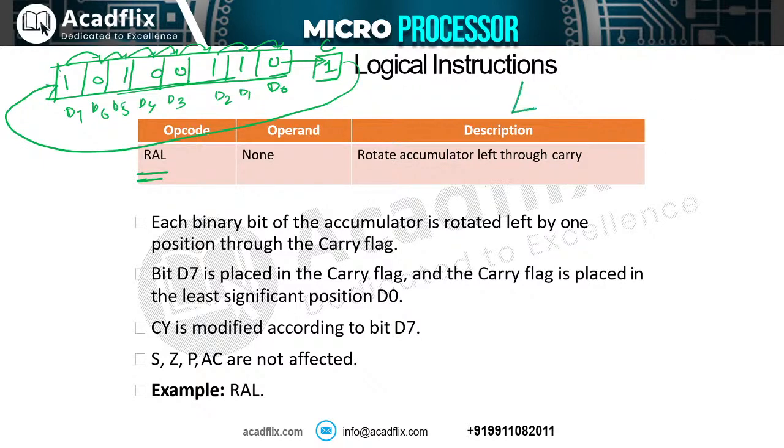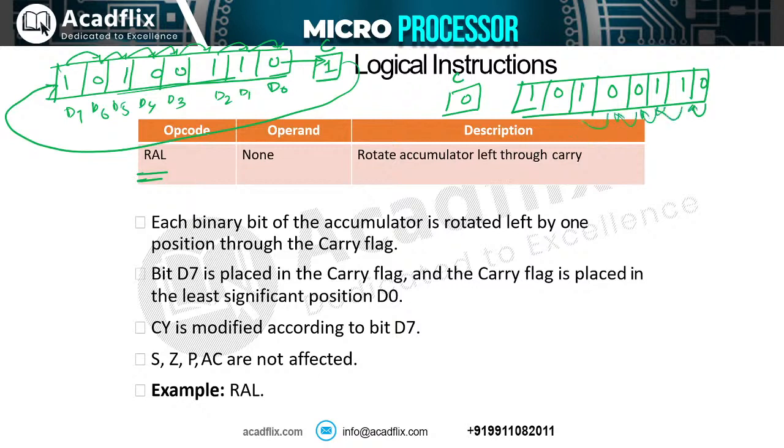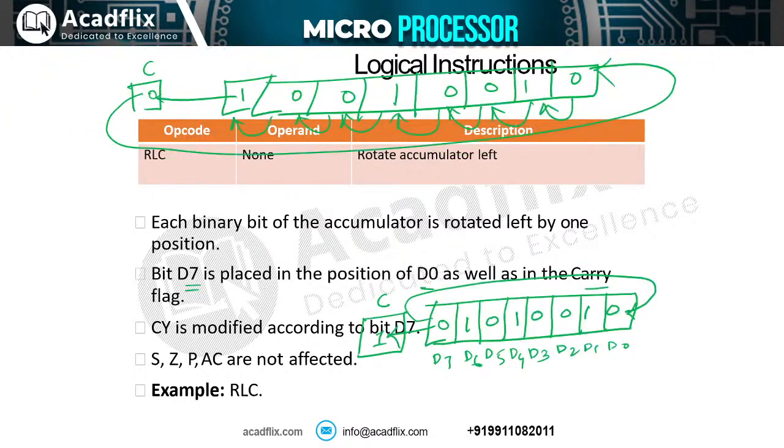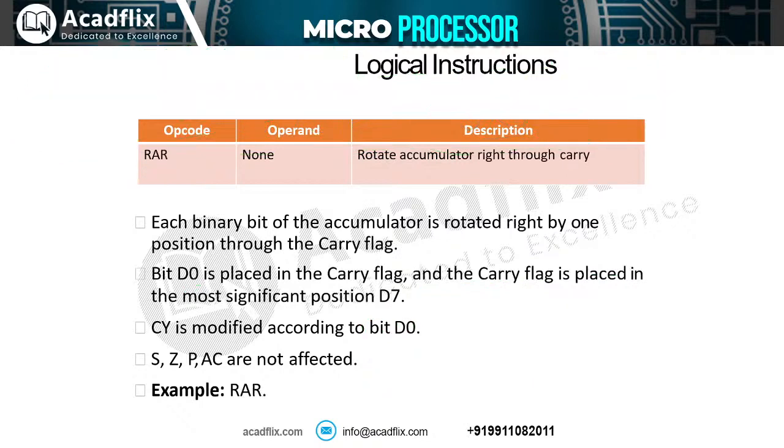In case of RAL, that is rotate accumulator left through carry, the values will be like this: 1 0 1 0 0 1 1 0. Now all the values will be shifted to left like this. All the values will be shifted to left. Then this value will go to the carry flag, and the carry flag will go to the D0 position. I hope you are understanding the diagram of these instructions, that is RRC, RLC, RAL and RAR.